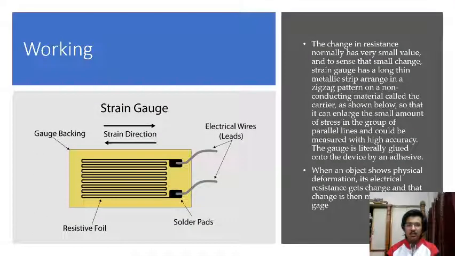Now we see the working of the strain gauge. The change in resistance normally has a very small value, and to sense that small change, the strain gauge has a long thin metallic strip arranged in a zigzag pattern on a conducting material called the carrier, as shown here, so that it can enlarge the small amount of stress in the group of parallel lines and could be measured with high accuracy. The gauge is literally glued onto the device by an adhesive. When an object shows physical deformation, its electrical resistance gets changed and that change is then measured by the gauge.